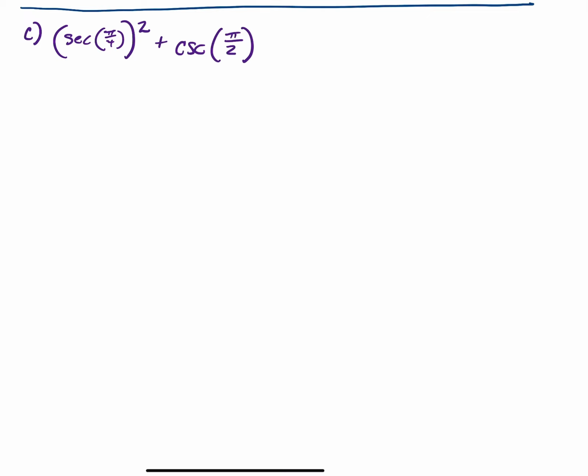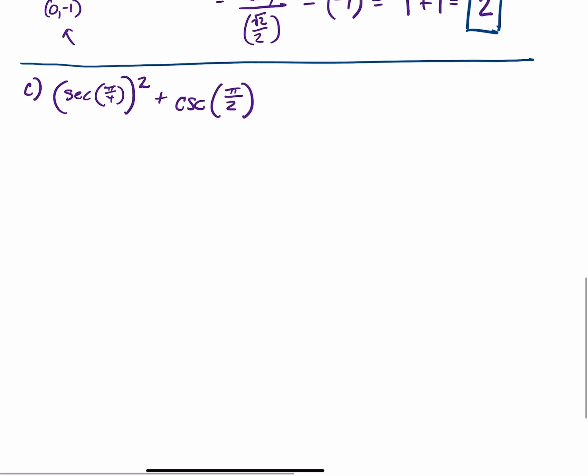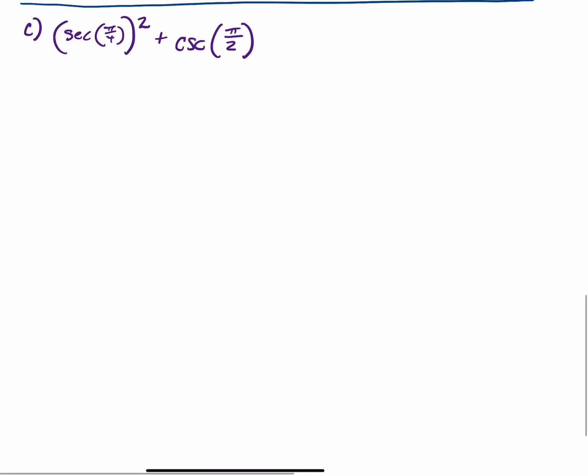Let's first think about the angles. So we have actually those same ones. We have pi over 4, and well, this time it's pi over 2 instead of 3 pi over 2. So I'll do a quick sketch. Pi over 4 is root 2 over 2, root 2 over 2. And then pi over 2 is up here at 0, comma 1.